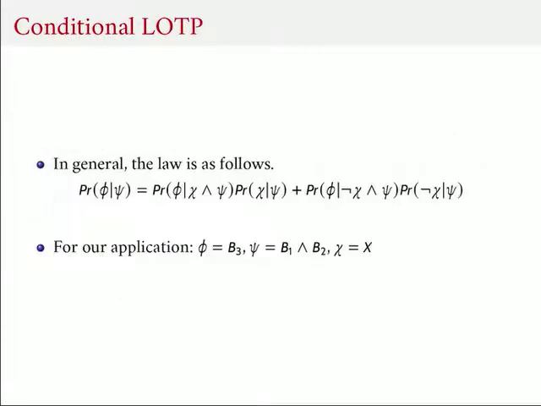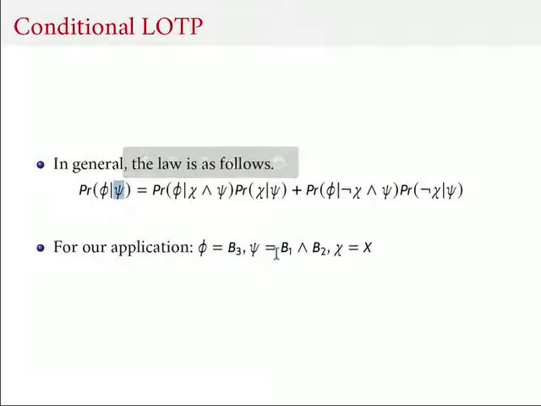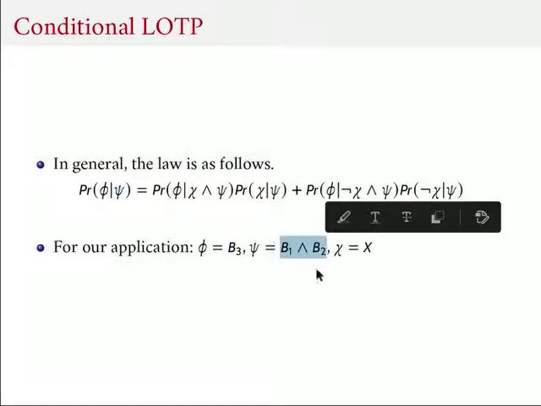So finally, just in general, the law I've just given you is as follows. The probability of phi given psi equals the probability of phi given chi and psi times the probability of chi given psi, plus the probability of phi given not chi and psi times the probability of not chi given psi. For the application to which we put this conditional law of total probability, phi was instantiated as the proposition that the third draw will be a black ball. And psi, what we're conditioning on, equals a conjunction that the first two draws were black.